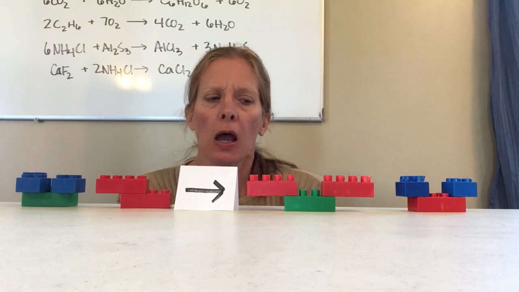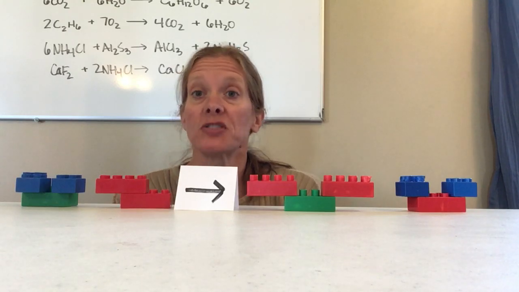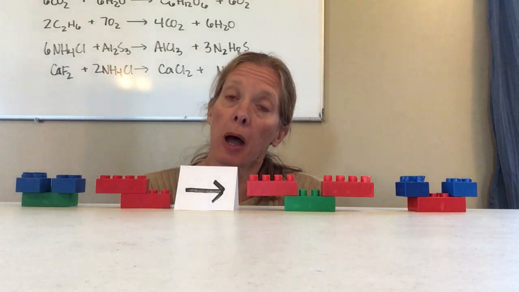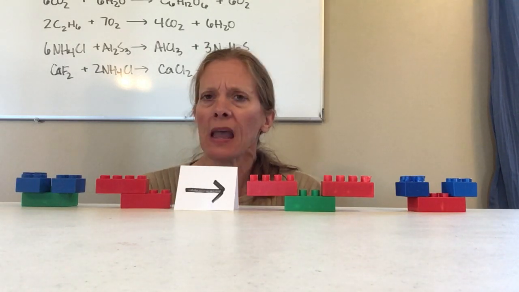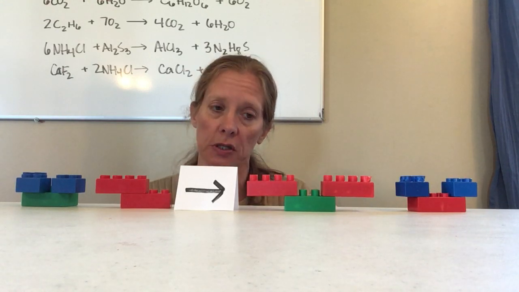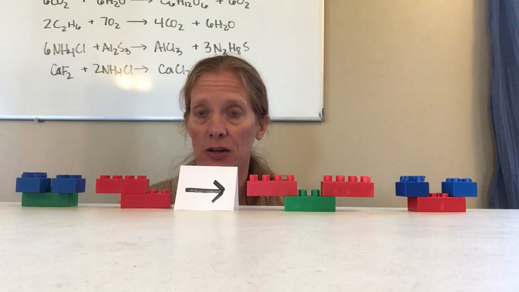And so at my house, I've raised lots of boys, and when you have lots of boys, you have lots of blocks. So I'm going to actually use blocks to represent these different molecules that are in this reaction. In the blocks that I'm using, the green represents carbon, the red represents oxygen, and the blue represents hydrogen.